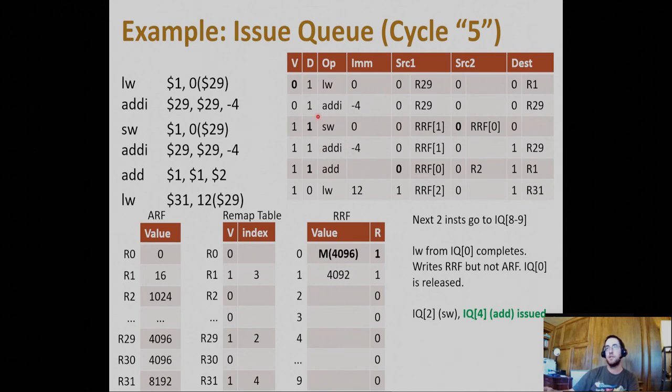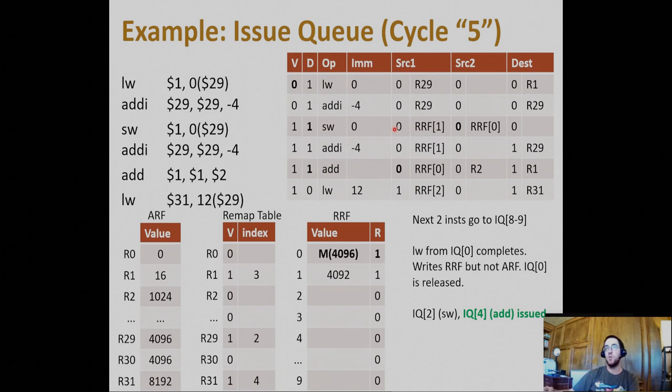In the next cycle, the load word finishes. It also does not write to the register file, the architectural register file, rather. It writes only to the rename register file. So now rename register file 0 is no longer pending. It's been written. And we can free the issue queue slot 0. And so at this point, we're going to be able to allocate new instructions into 0 and 1 if we so chose. We still are using instructions in issue queue 8 and 9. That's fine.